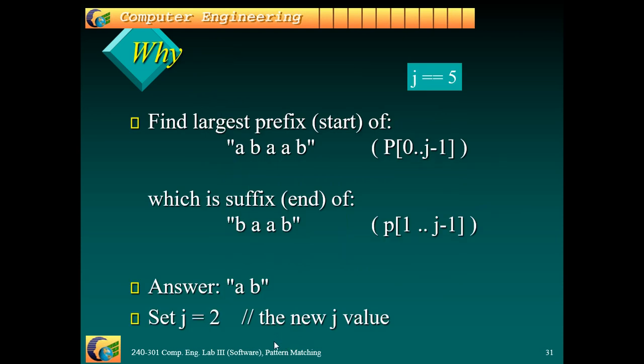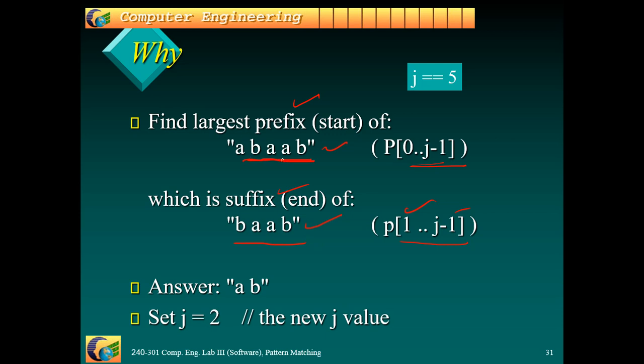Let us look at a string. Take a pattern string, for example ABAAB. Fine. In this ABAAB, what is the largest prefix which is equivalent to the largest suffix of this p of 1 to j minus 1? See, while finding the prefix, we are taking the pattern string from 0 to j minus 1. But while finding the suffix, we are taking the pattern from 1 to j minus 1. When you take 1 to j minus 1, that is BAAB.